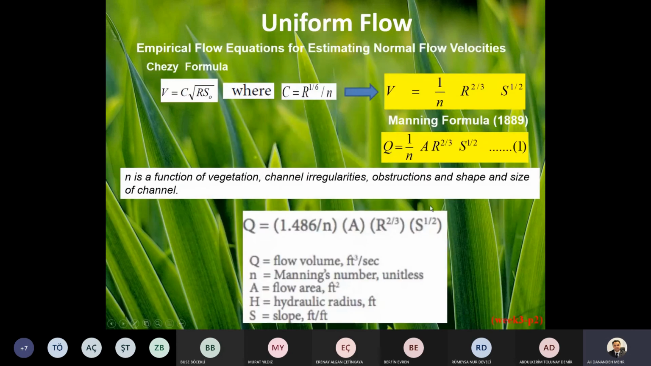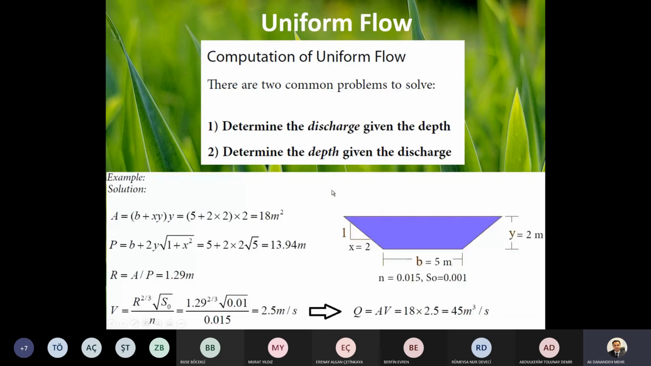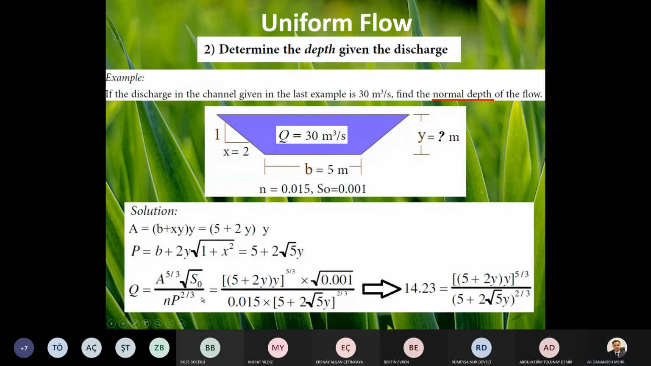Let's come back here. This is my main formula. What is R? A over P, yes. A is a function of y, P is a function of y. Therefore, I can remove R by writing A over P. Therefore, this equation is in that shape. In the other version, instead of R, I wrote A over P, and I have another A here. If you multiply those, it gives you this formula.